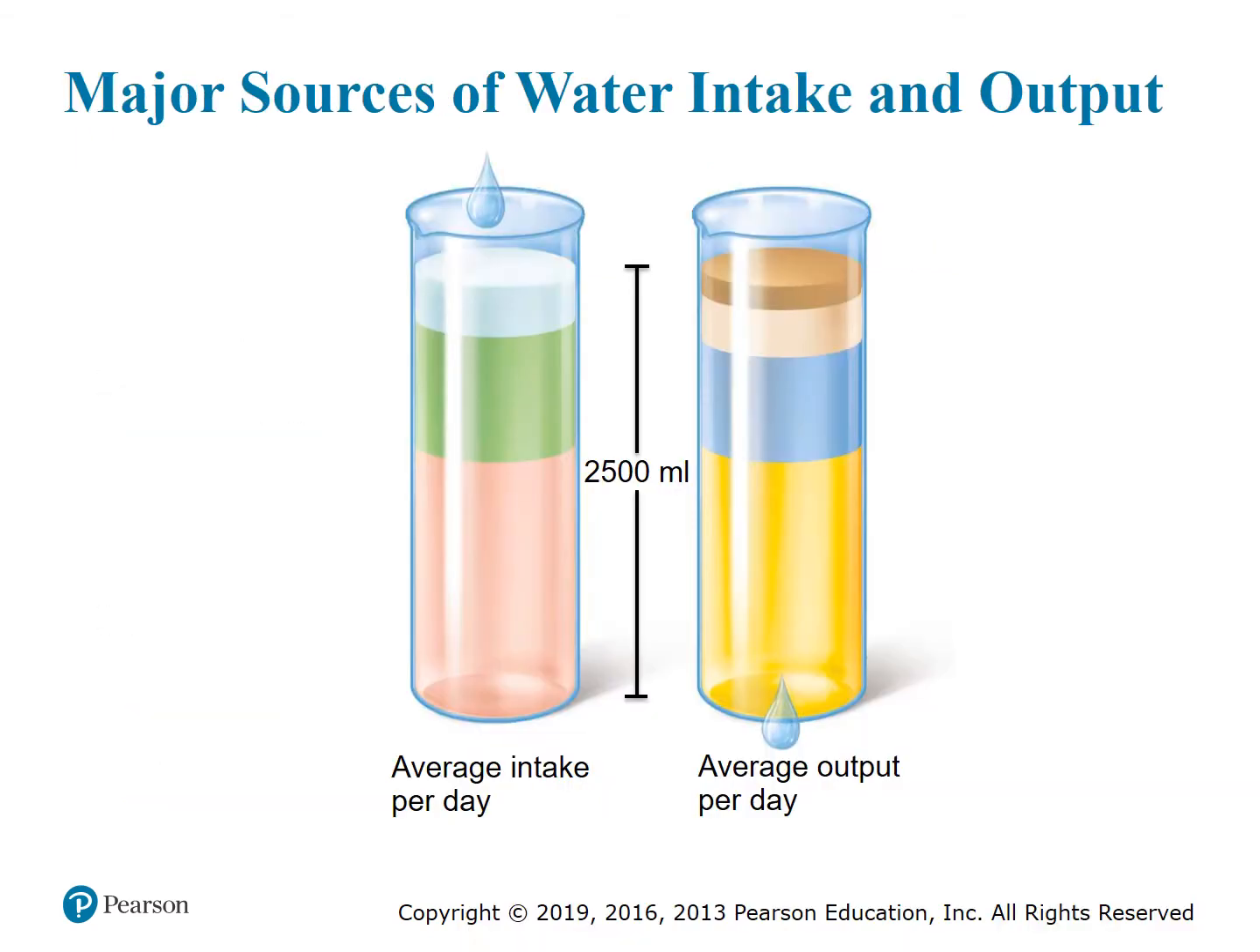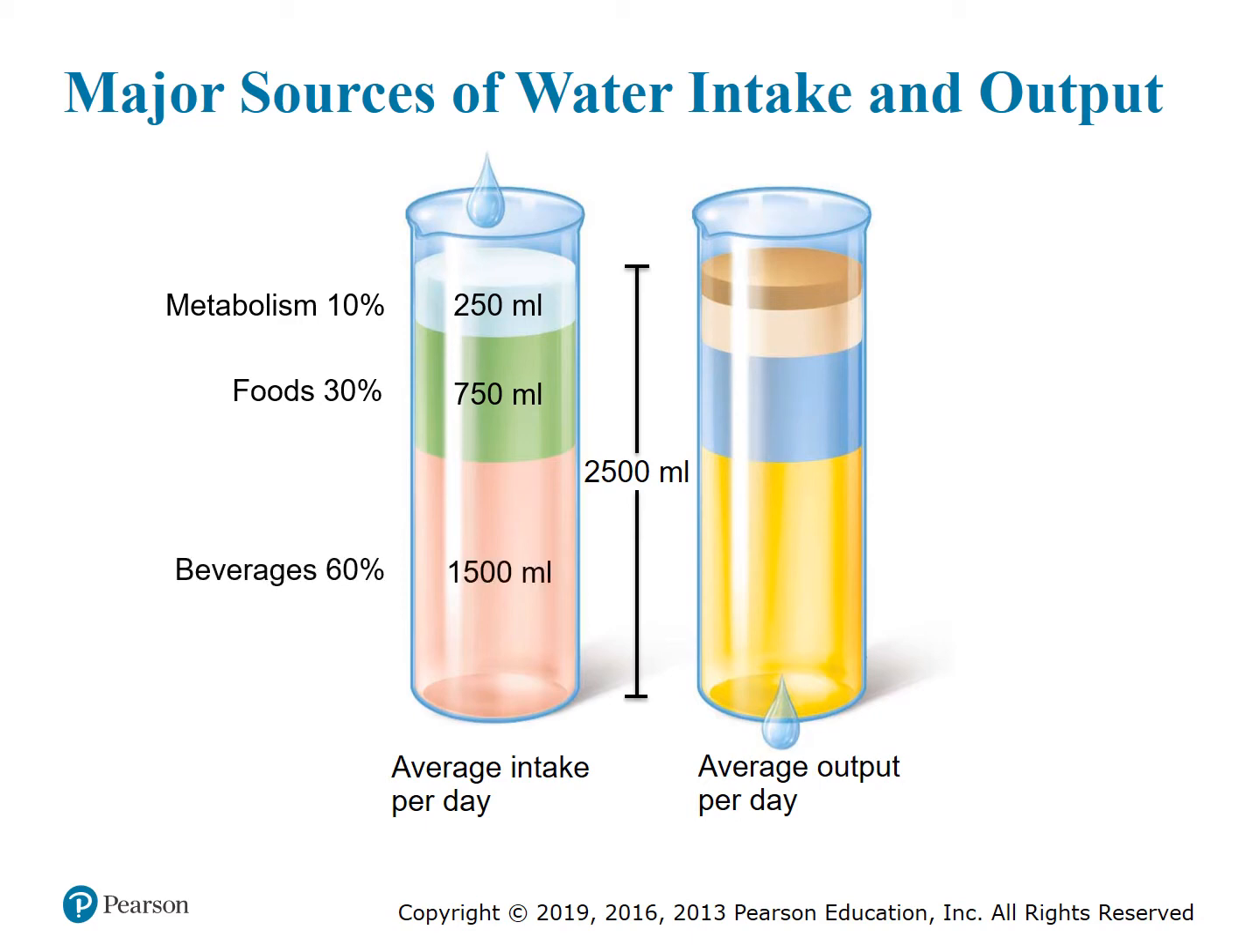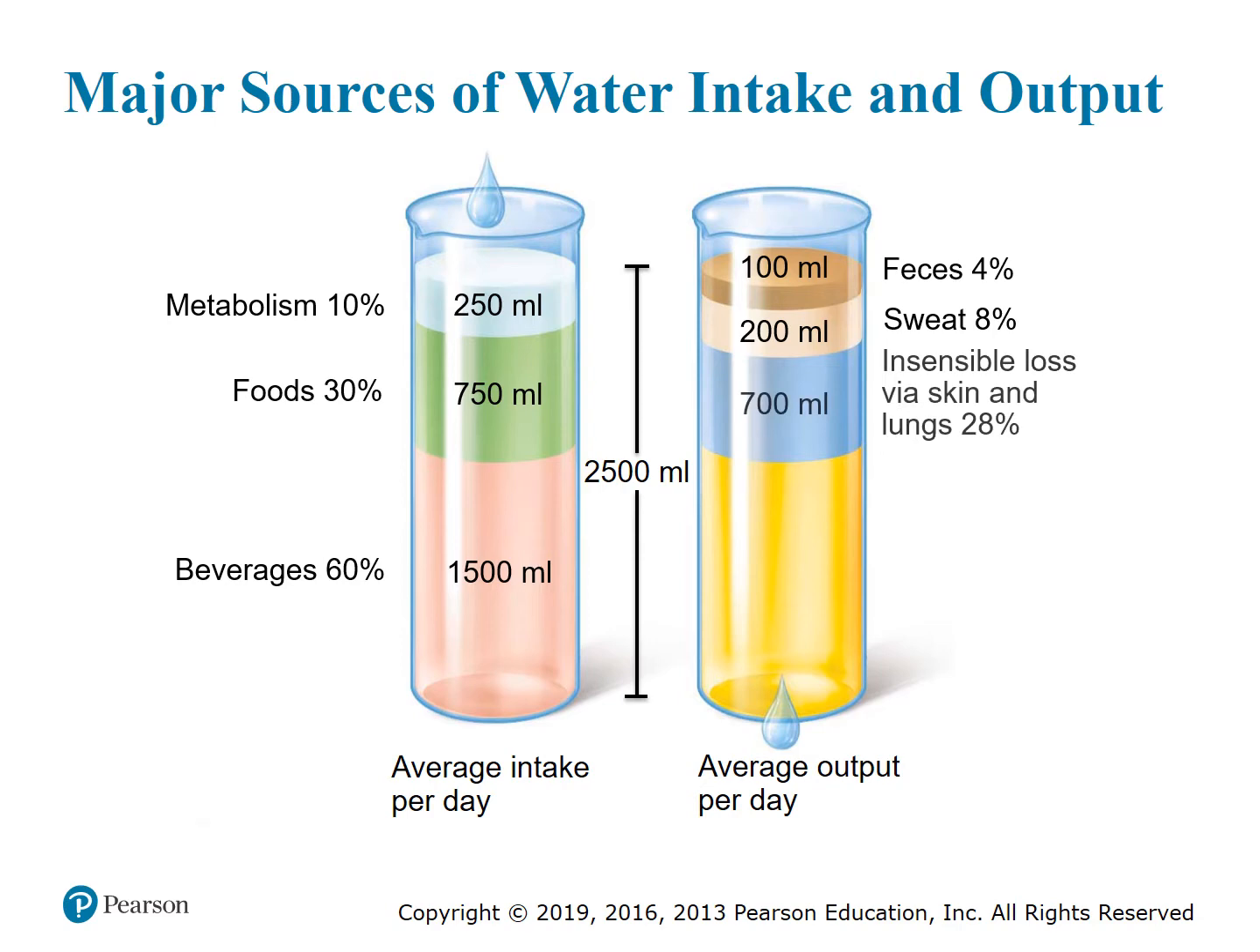So let's consider the major sources of water intake and output. The average intake per day is about 2,500 mils. Your metabolism is going to generate about 250 mils of that. You'll get 750 mils, or 30%, through your foods, and about 60%, or 1,500 mils, through intake of beverages every day. For average output, you'll lose about 4% of your water per day through feces. On average through sweat, about 8%, or 200 mils. You'll lose it from evaporation from the skin and lungs, about 28%, and about 60% through the urine.